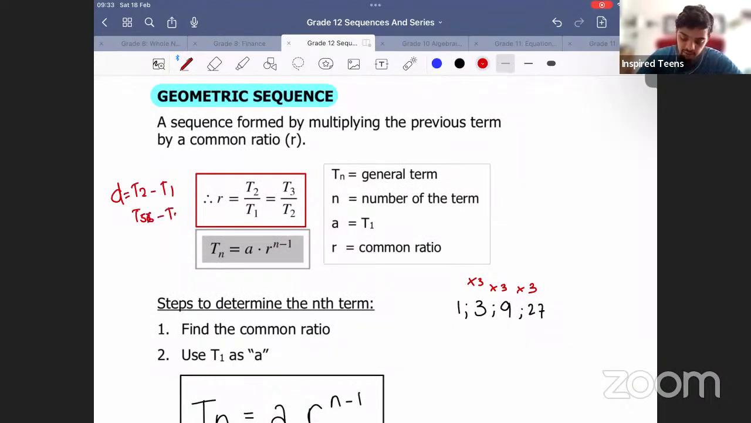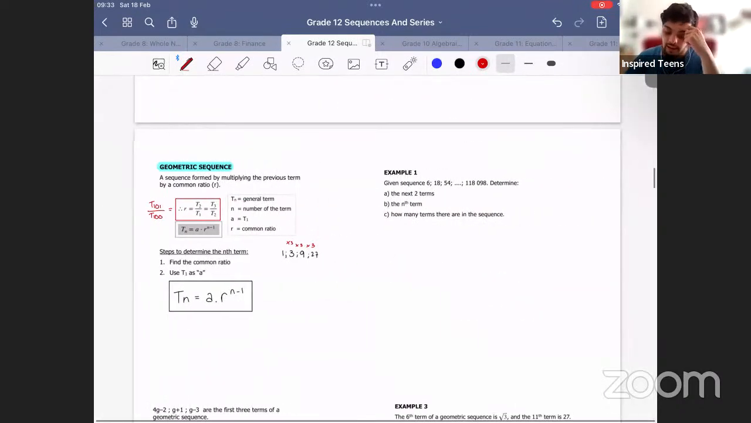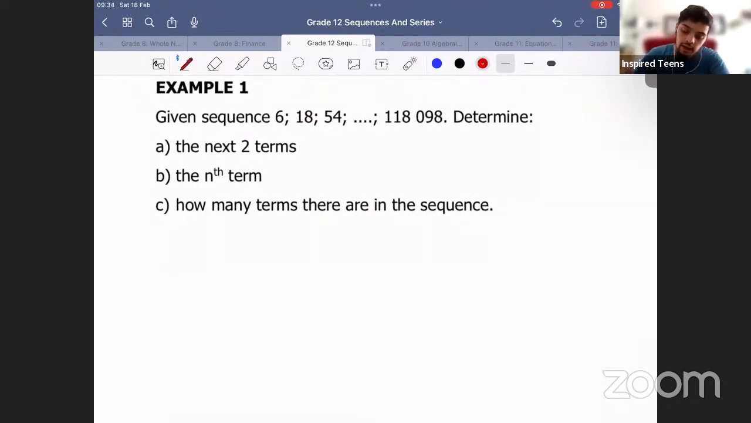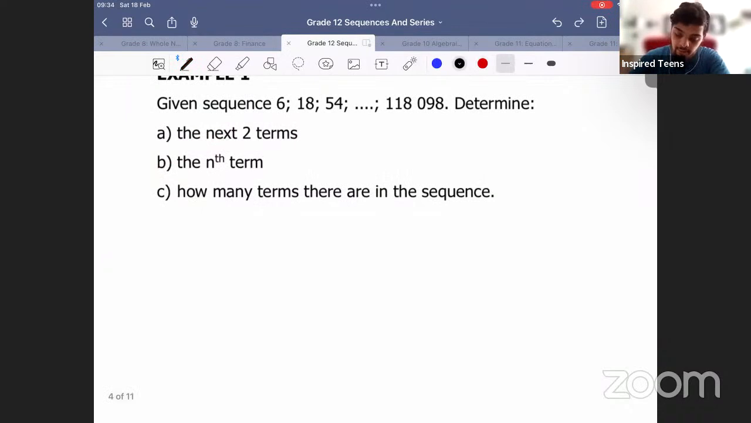Similarly, in geometric, it's just divide. So T2 divided by T1 is also equal to T3 divided by T2, which is also equal to T101 divided by T100. It doesn't matter which term, as long as you're using 2 consecutive terms, bigger one over smaller one. Right, let's continue. In order to determine the next 2 terms, we need to determine R. So R is equal to T2 over T1. I'm going to use the smallest values. So 18 over 6, which is 3. So in this case, the common ratio is 3. So they are multiplying by 3 each time.